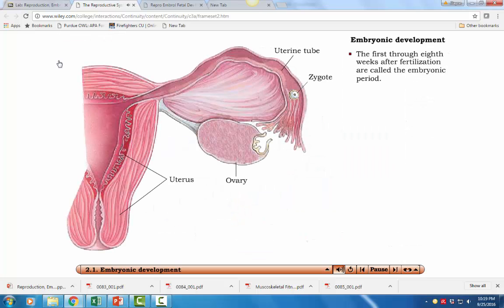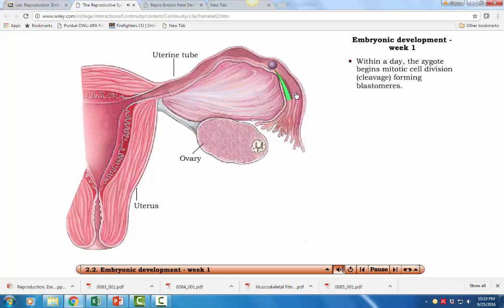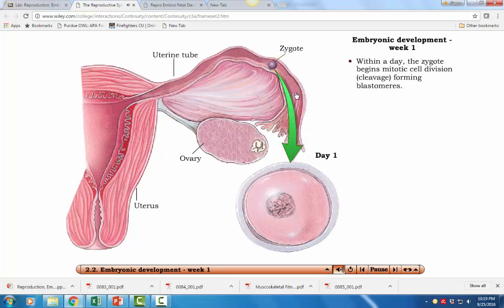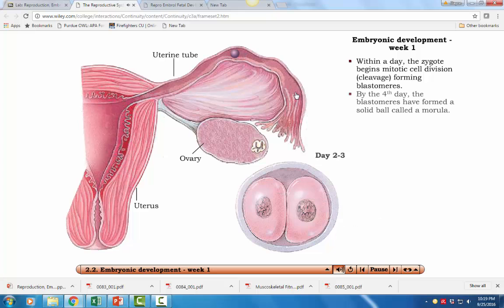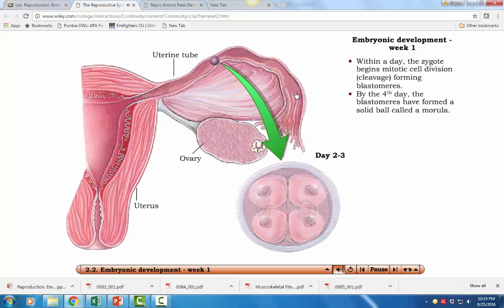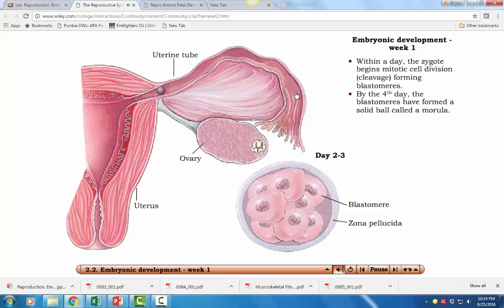The 1st through 8th weeks after fertilization are called the embryonic period. During the first day following fertilization, the zygote begins mitotic cell divisions called cleavage as it moves through the uterine tube. The cells formed are called blastomeres. By the 4th day after fertilization, the blastomeres have formed a solid ball, now called a morula.